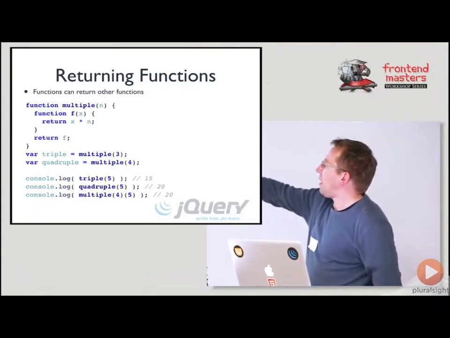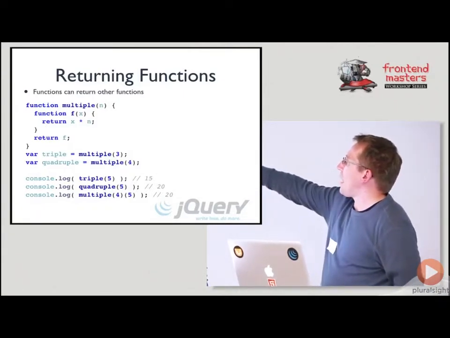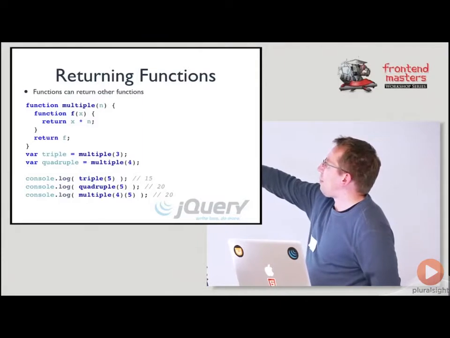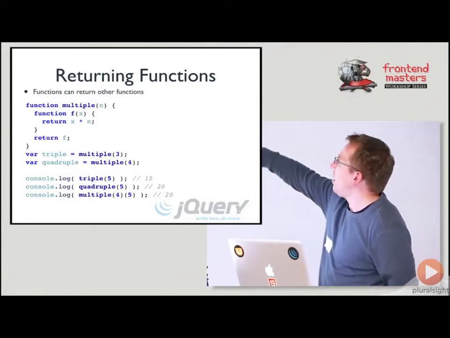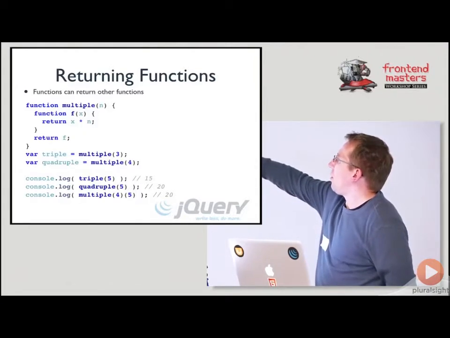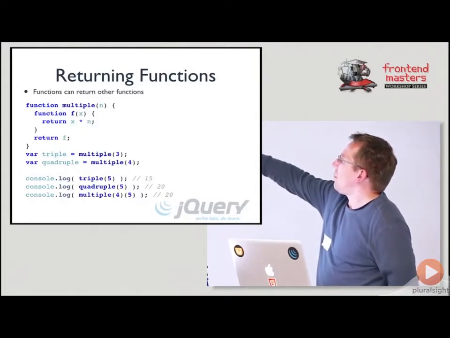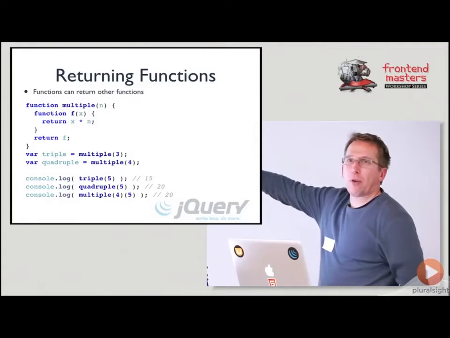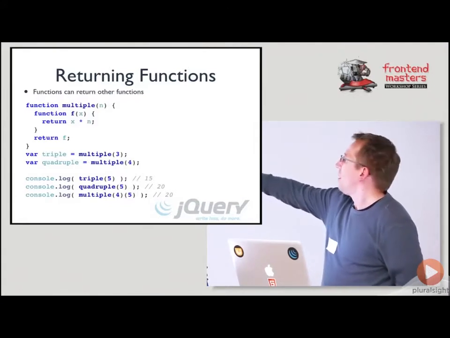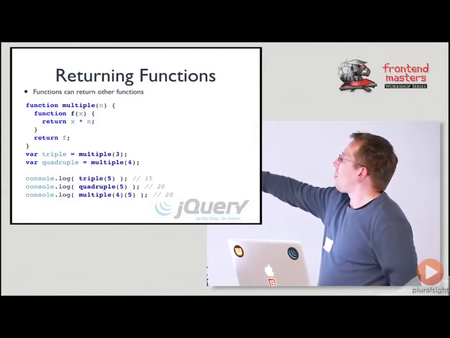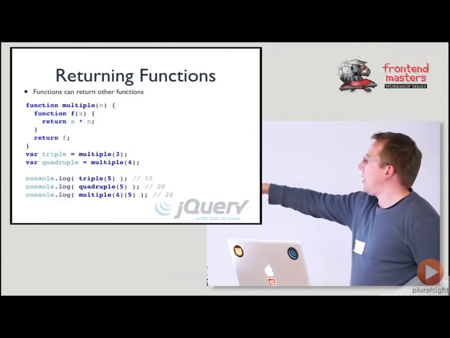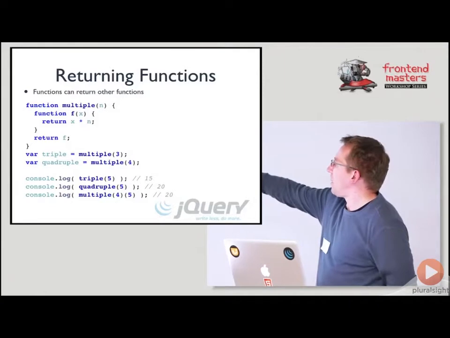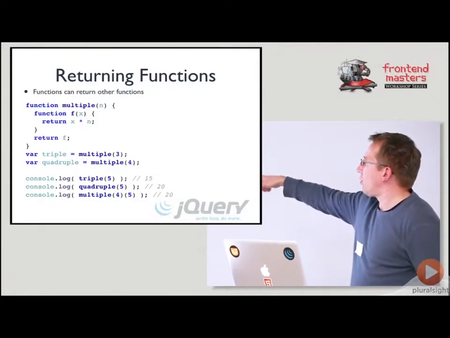And so if I say var triple equals multiple 3, that 3 is represented by the n there, right? And so then if you call triple with a number, it'll multiply that times 3, right? So triple 5 is 15. Quadruple 5, because you passed in a multiple of 4 first, will be 20.